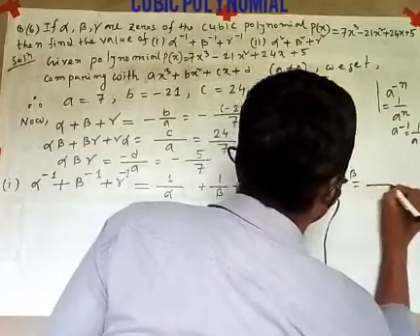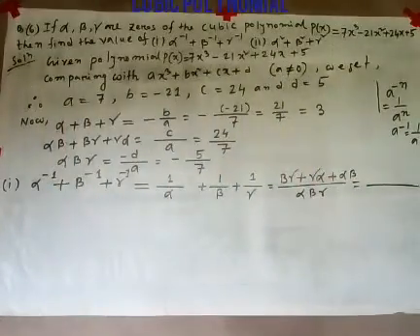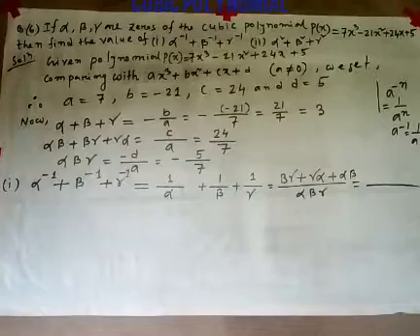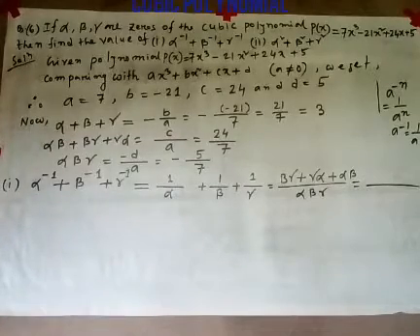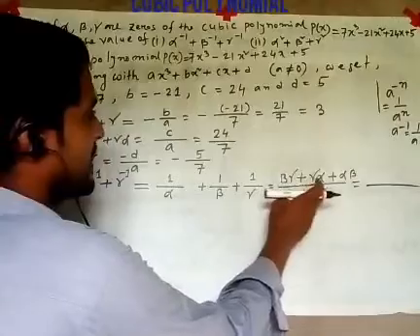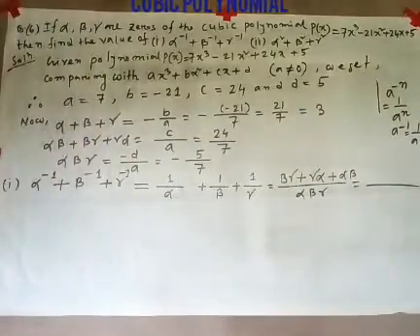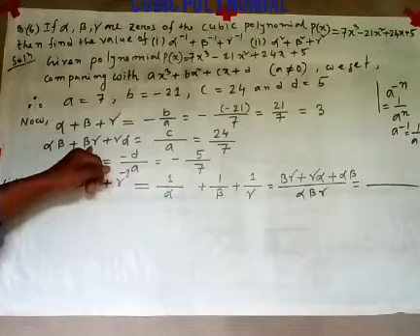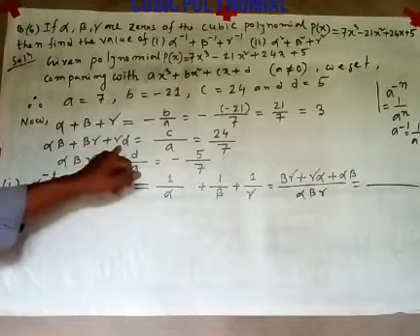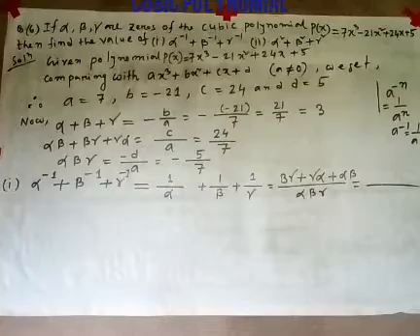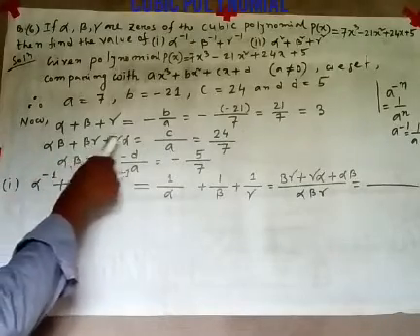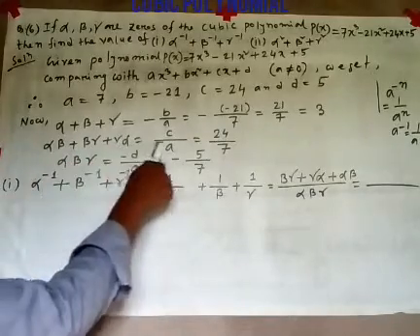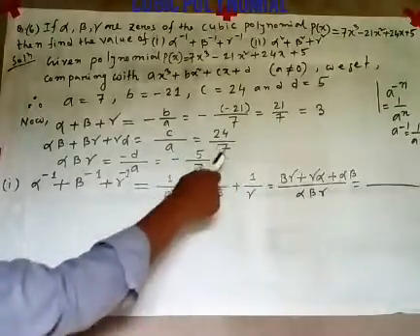This is equal to beta gamma, gamma alpha, alpha beta, beta gamma, gamma alpha, alpha beta. What is the value? Beta gamma, gamma alpha, alpha gamma. What is the value we are getting? We are getting the value 24 by 7.